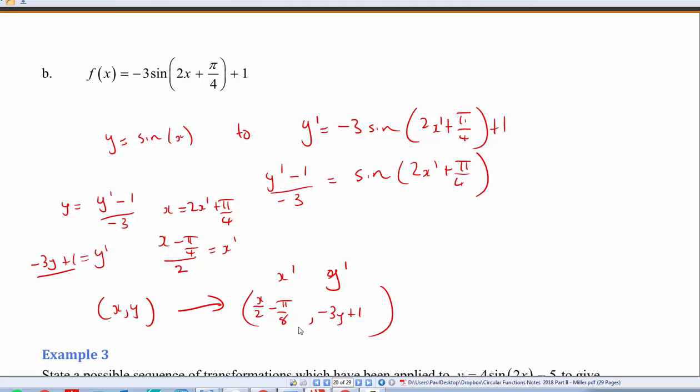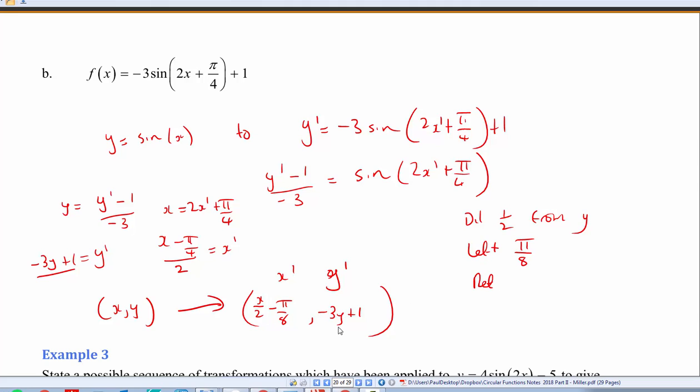There's bucket loads of them. Okay, so let's read them off. So I've got a dilation factor 1/2 from y. I'm going left pi on 8, so that's those taken care of.